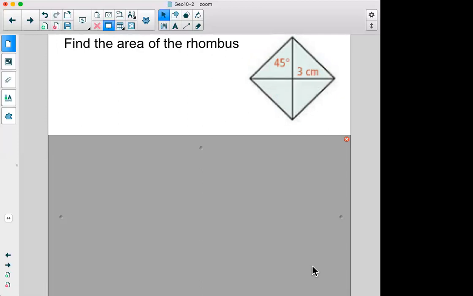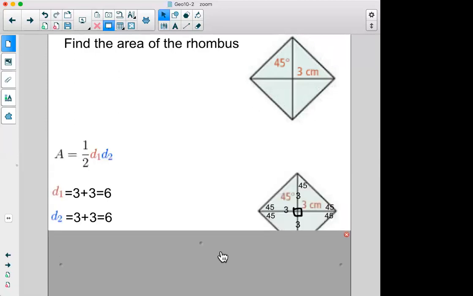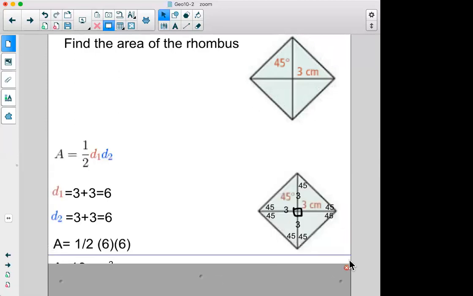The key to this problem is that we know that if it's a rhombus, all these angles are the same, and these are perpendicular, so this must be 45. So all of a sudden we realize that this rhombus is a square, and we know squares are rectangles, and rectangles have congruent diagonals. So the minute we see that both the diagonals are 6 because it's a square, we can easily plug it in, half, 6 times 6.